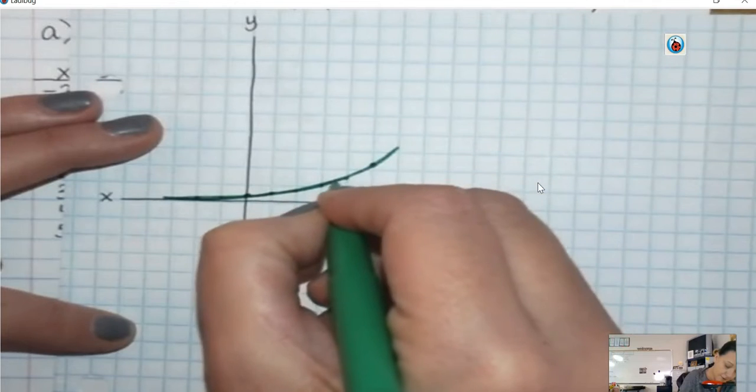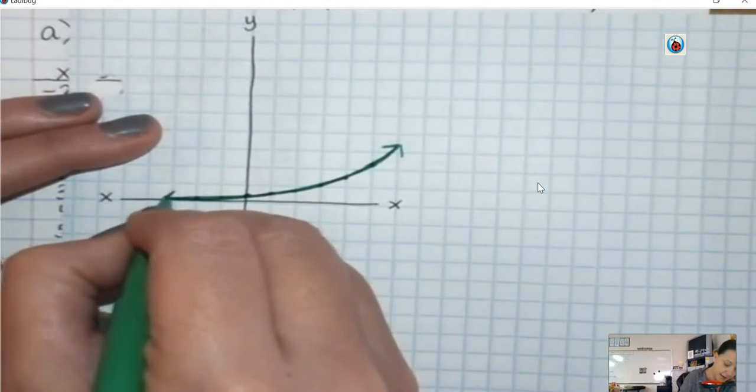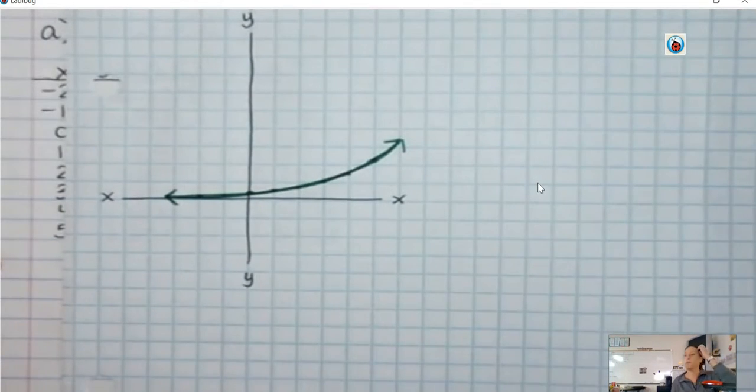And the graph goes on forever. It doesn't stop at that last dot that you drew. I have a lot of you that stop your graphs. These graphs go on forever. They're continuous.